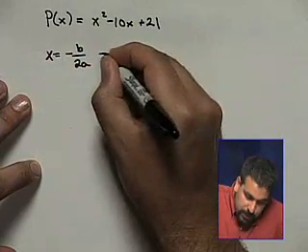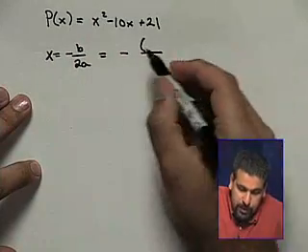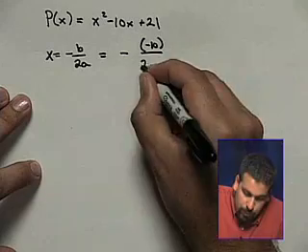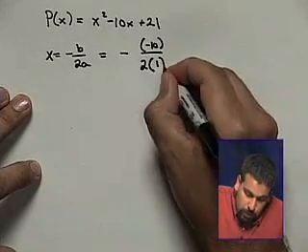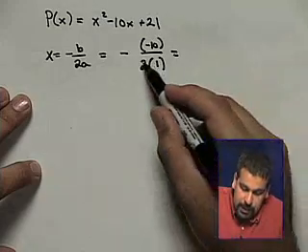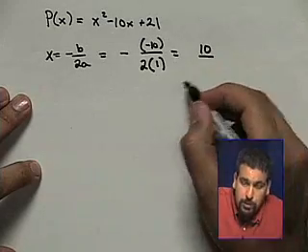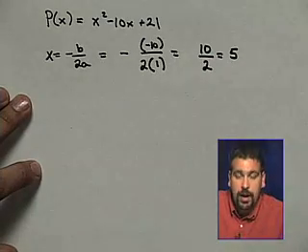So using this, we know that we have a negative, and then our b value is the coefficient of the x, so that's negative 10. Then over 2 times a, or the coefficient of the x squared, and that coefficient is 1. So we're given negative 10, and that gives us a positive 10, over 2 times 1, which is 2. So we know that the x-coordinate is 5.